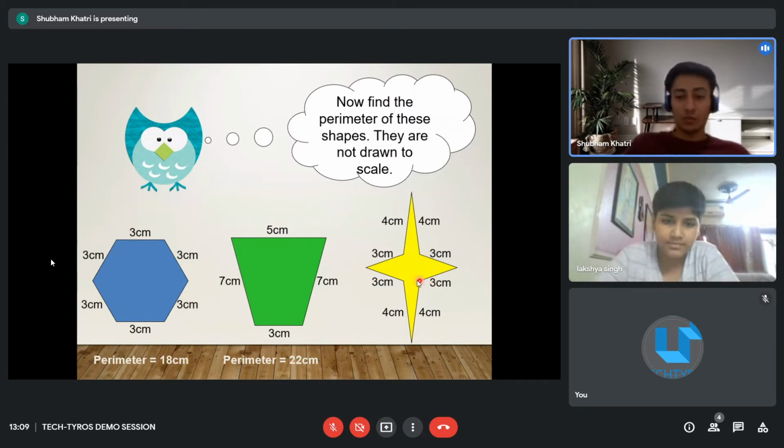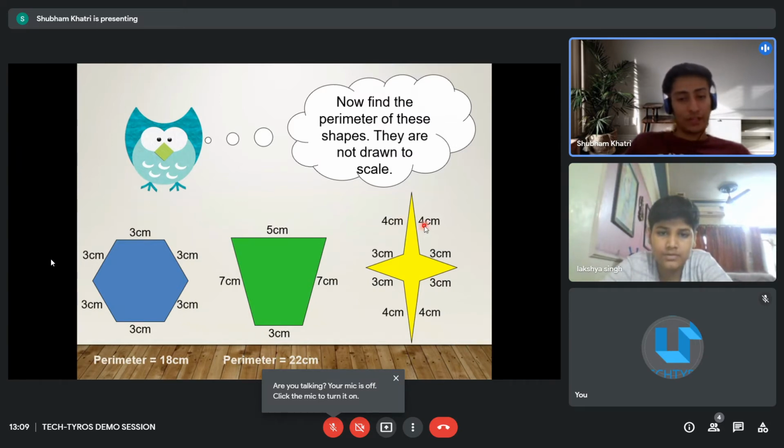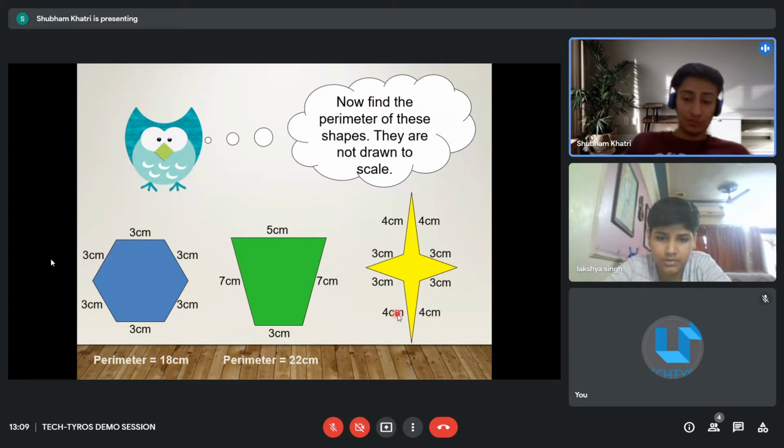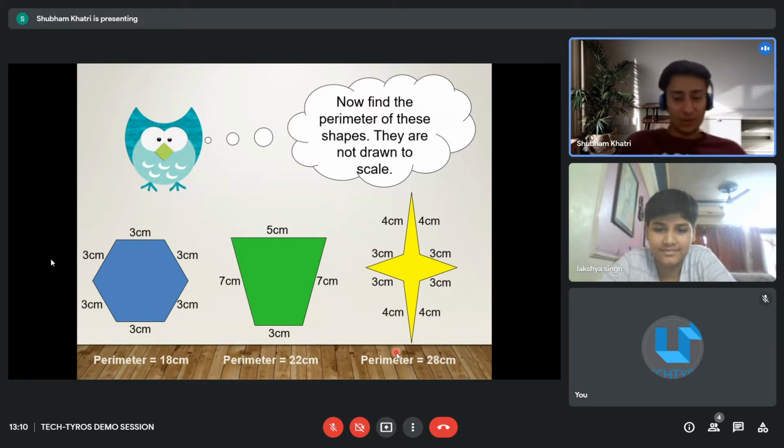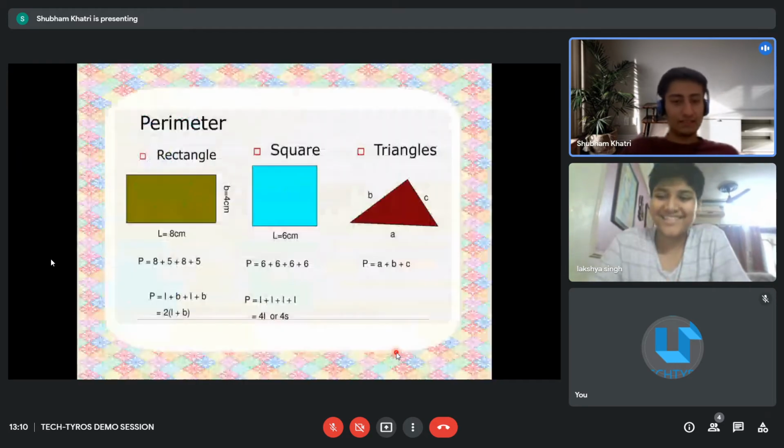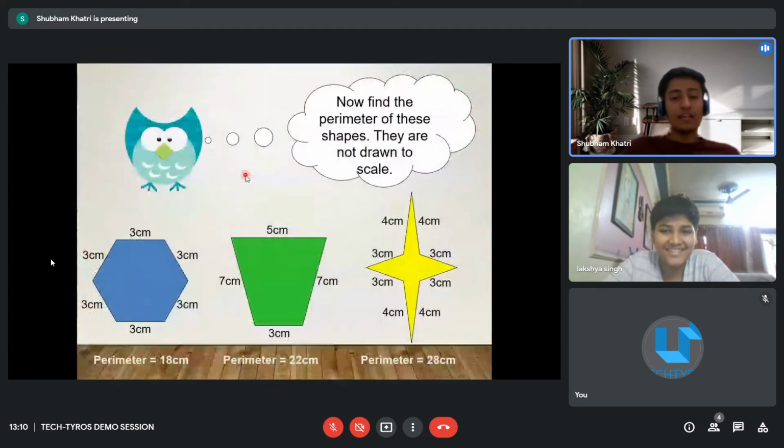Now let's see of this square, this star also. It is having 4 centimeters. So 4 plus 4, 8. 8 plus 3, 11. 11 plus 3, 14. 14 plus 4, 18. 18 plus 4, 22. 22 plus 3, 25. And 25 plus 3, 28. Let's see if it is 28 or not. If it is 28, I am also good at math. And if it is 28, we are going on the right track. Oh wow, I'm good at maths and we are going on the right track. Let's see. So this was of uneven figures.